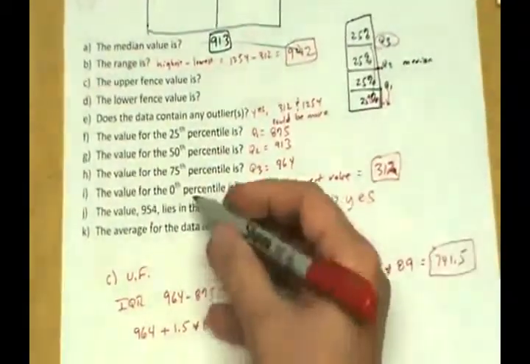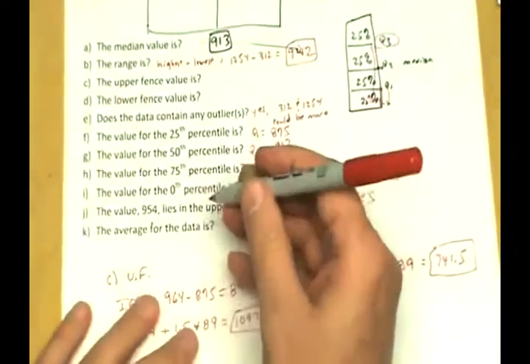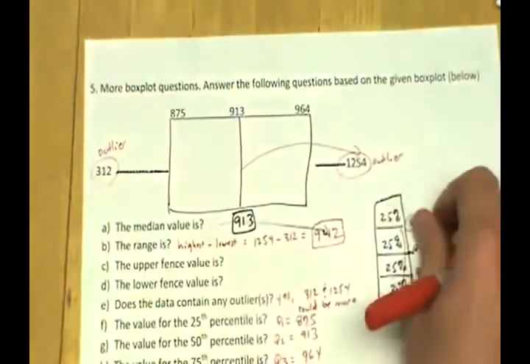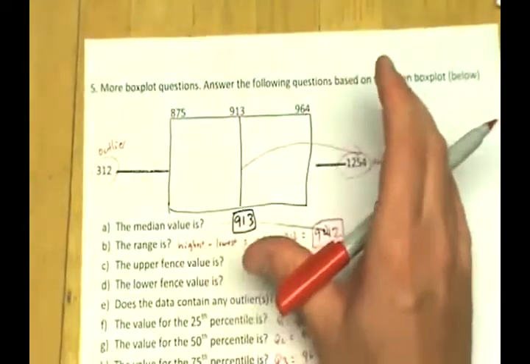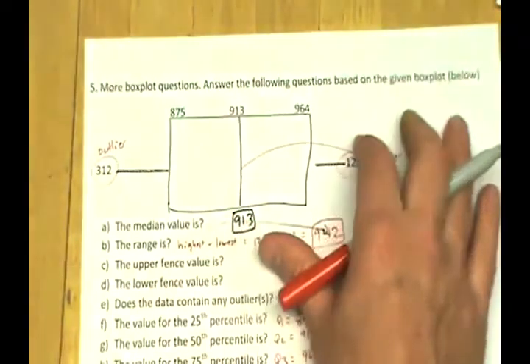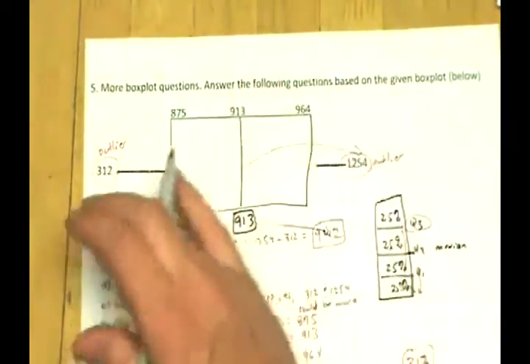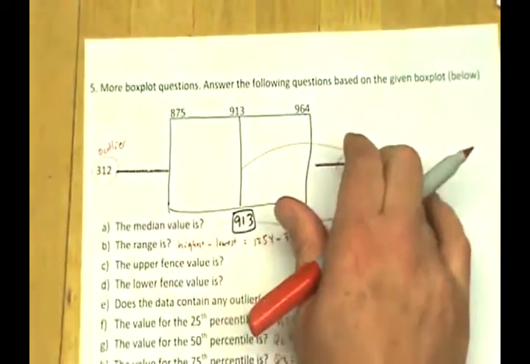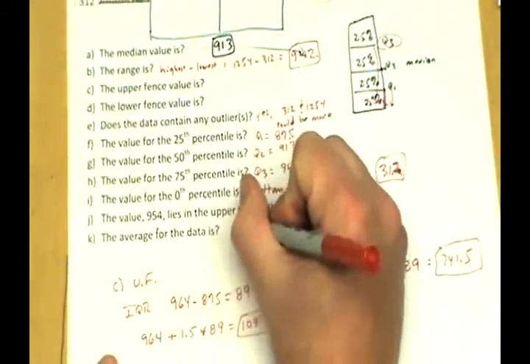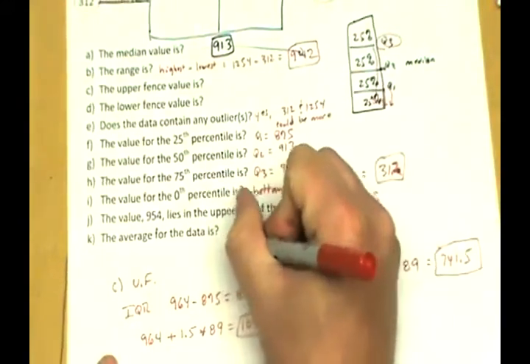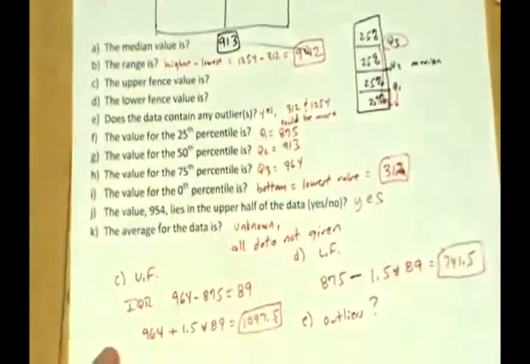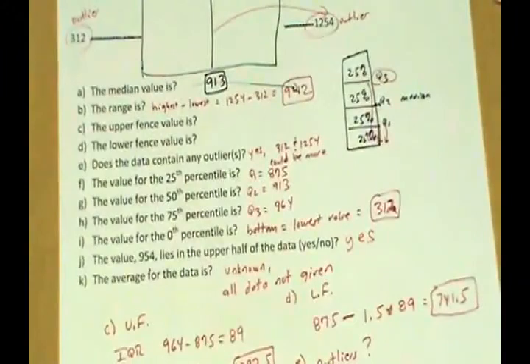And then what is the average for this data? Trick question. You can't add these numbers and get the average because they're asking for the data. And the box and whisker plot doesn't give you all of the data in a data set. It only gives you certain values of reference. So you would say the average of this data would be unknown. All data not given. And so that would be the answers to all of those.